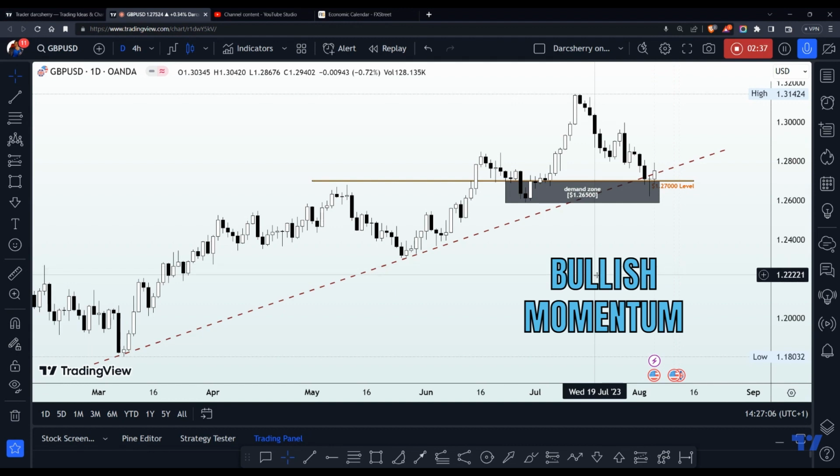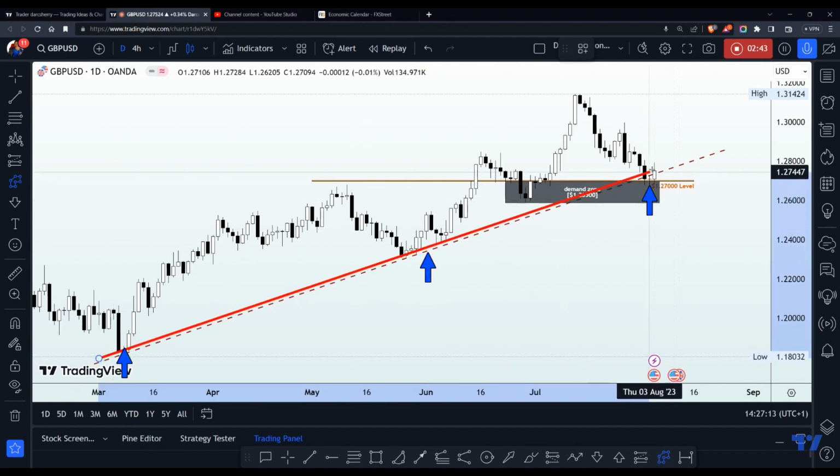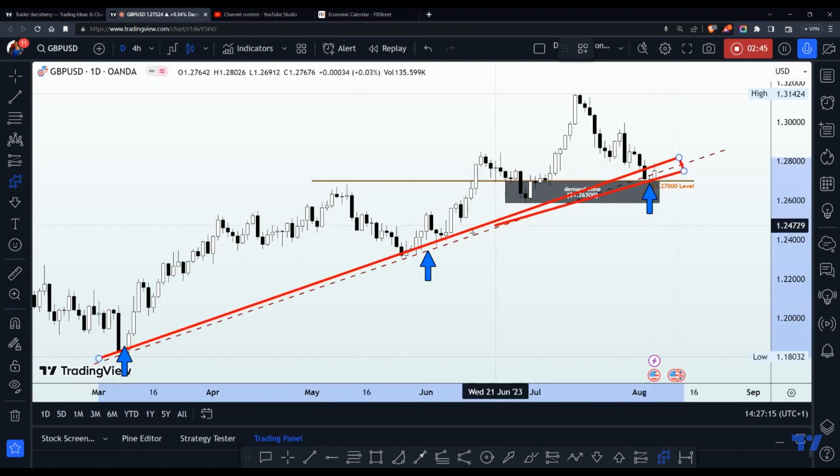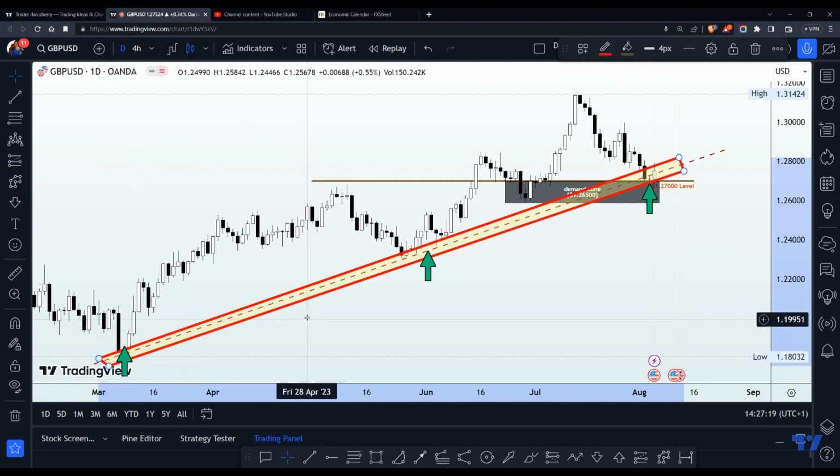And to further emphasize the strength of the buyers in this particular market, I was able to connect the series of higher lows here, giving us this beautiful ascending trend line, which is going to be one of the major parameters that we are going to be using to guide our trading activity for this week.